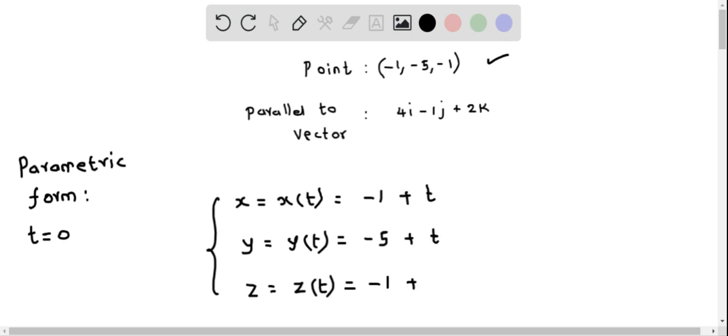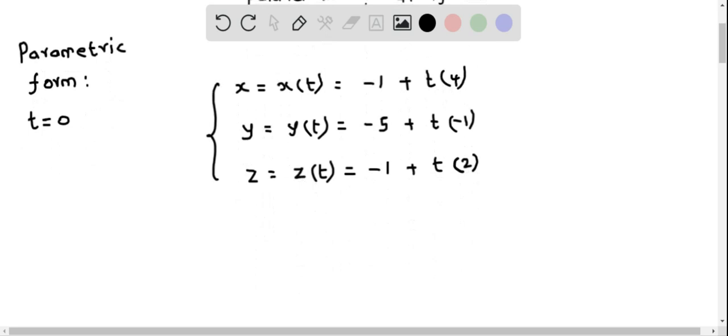So we put the numbers like this, and then it is -1, and also we put plus t times the parallel vector numbers. So we have the number 4, the first number, so t times 4, and then the next one is -1, and the next one is positive 2, and these are the parametric equations. We can simplify this further. So x of t equals -1 plus 4t, y of t equals -5 minus t, and z of t equals -1 plus 2t.